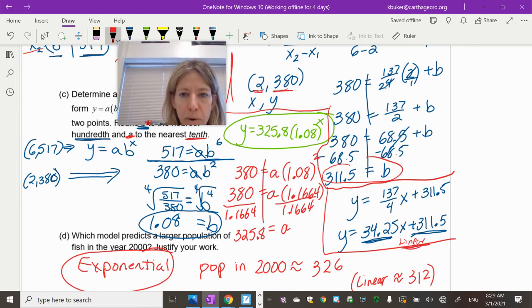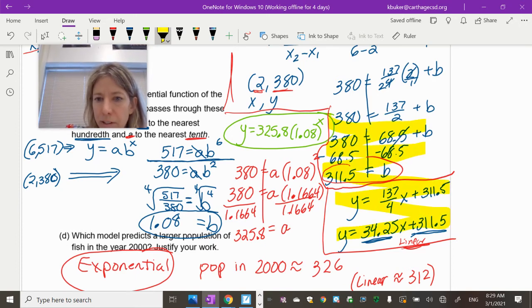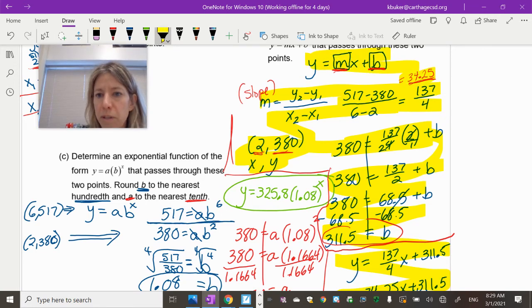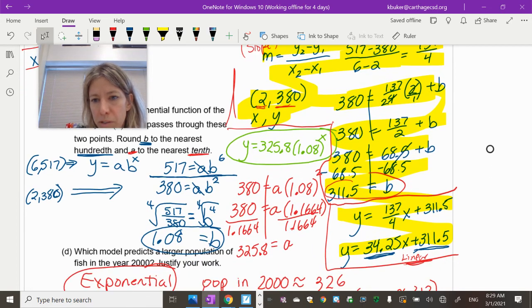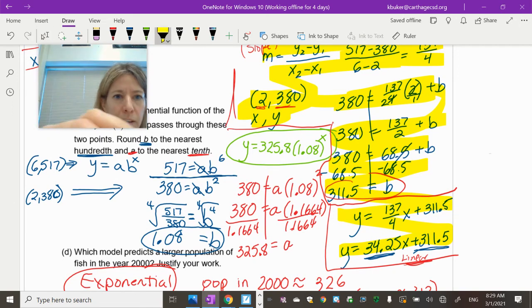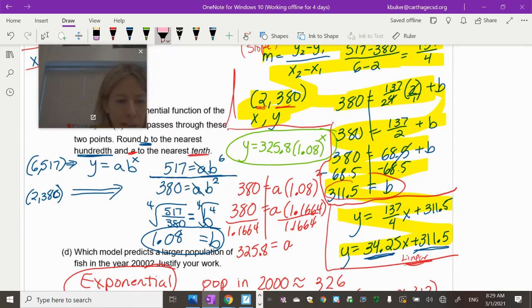All right, so part C asked for the exponential. Just to be clear, I'm going to highlight this. This is all the linear stuff that we did. Part B is all the linear. Okay, that's linear. Solve for slope, substituted, found the y-intercept. All right, now the next part asked for the exponential.